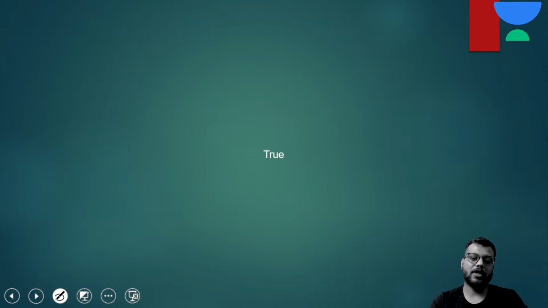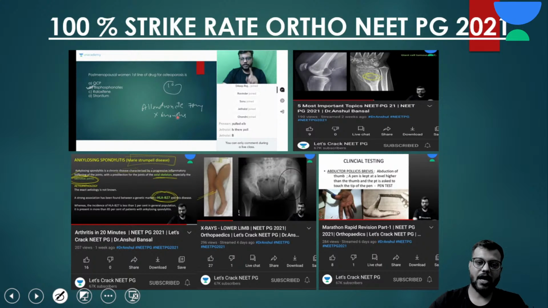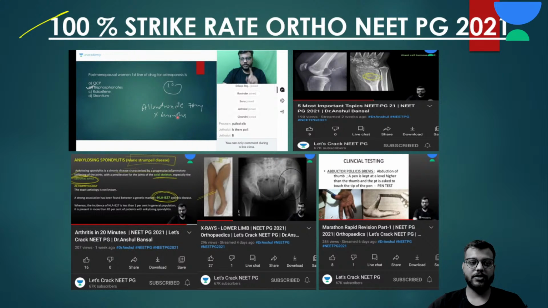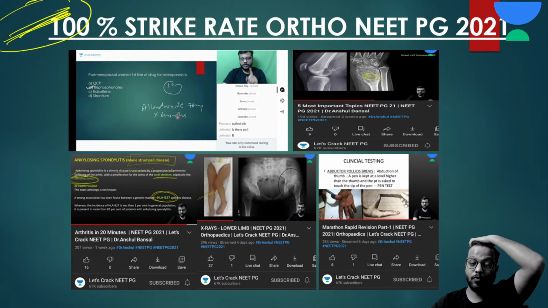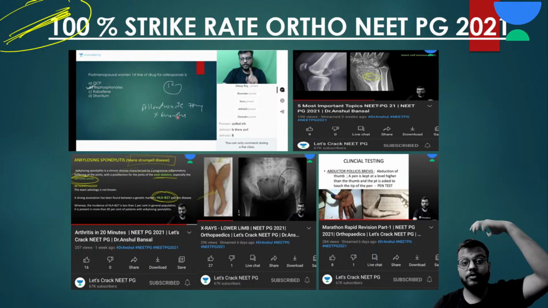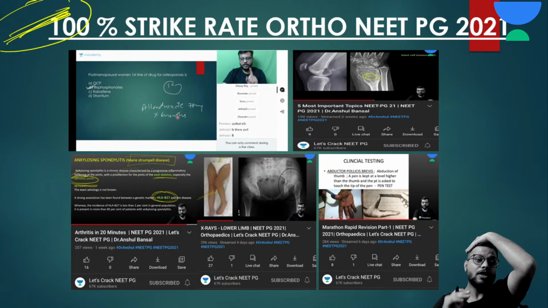So this was about the amputation. Quickly, we have covered it, and we had 100% covered. All the questions of orthopedics were covered in a lecture on YouTube or special class, the rapid revision. The questions that we discussed also came as it is. So 100% strike rate for orthopedics in NEET PG 2024. That's why I tell you that you can trust us, you can trust Unacademy for your NEET PG preparations.